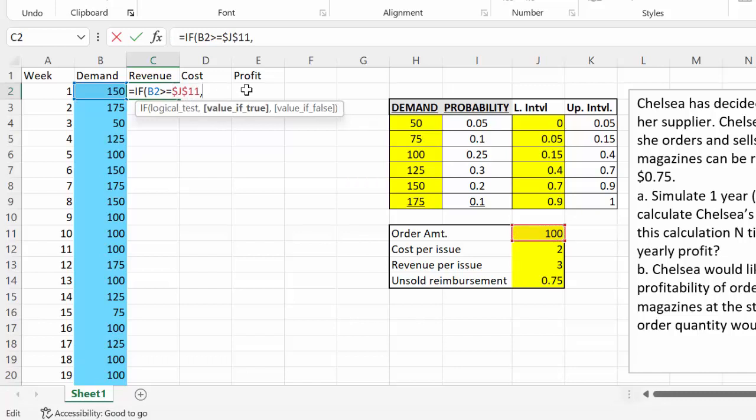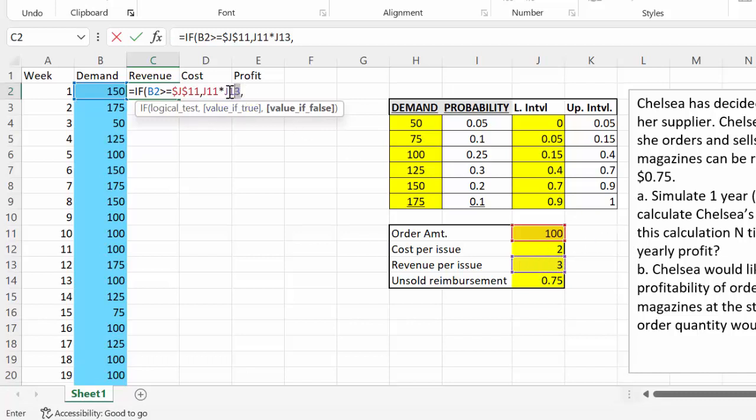So if B2, which is the demand right here, is greater than or equal to 100, then the formula is just 100 times 3. Yes, demand is 150 in this case, but remember, you're only bringing in 100, so you can't sell more than what you actually have. The most you're going to sell is selling out, which is 100. So in that situation, it's going to be this multiplied by revenue per issue, and that's how much you would earn.